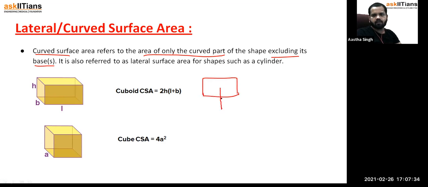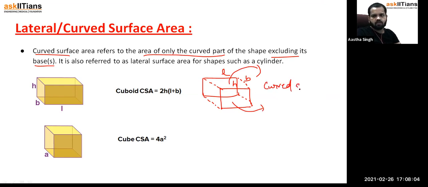If a 3D figure of rectangle is a cuboid, basically your L will be your H. Having three dimensions, the 3D figure of your rectangle is a cuboid. So if you exclude your top and your bottom, you will get the curved surface area.